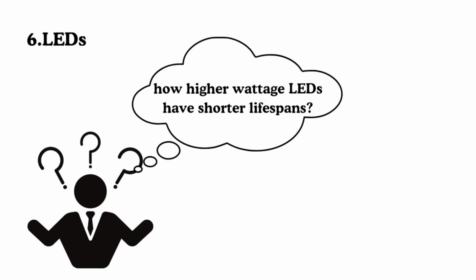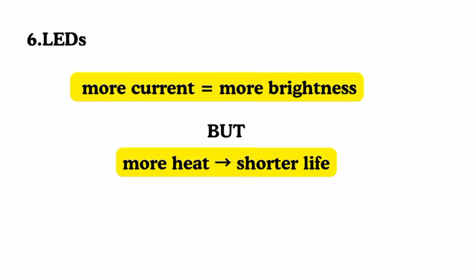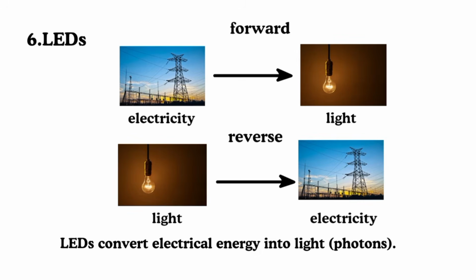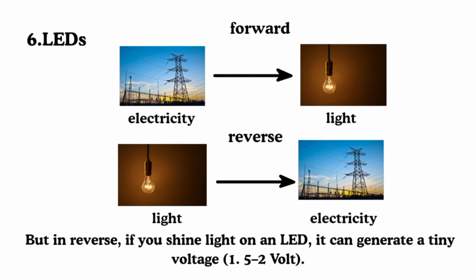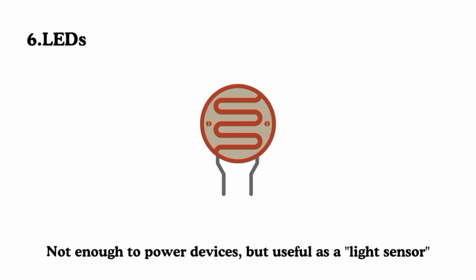6. LEDs. Notice how higher wattage LEDs have shorter lifespans. That's because more current equals more brightness, but also more heat, and shorter life. LEDs convert electrical energy into light, photons. But in reverse, if you shine light on an LED, it can generate a tiny voltage, 1.5 to 2 volt. Not enough to power devices, but useful as a light sensor.